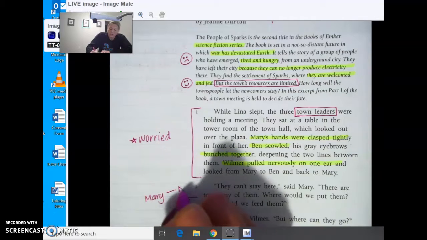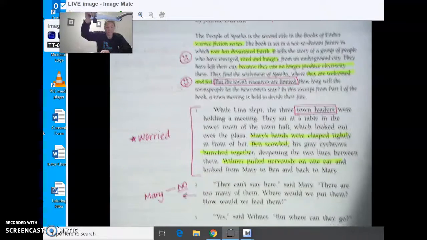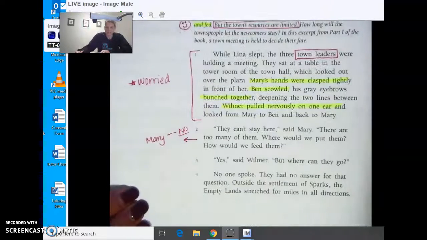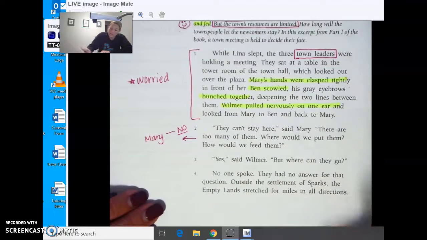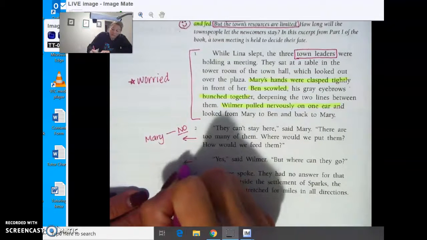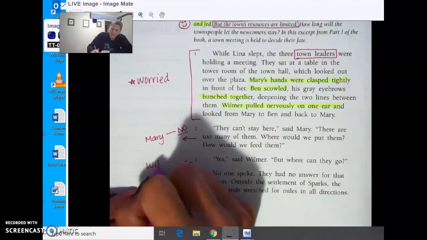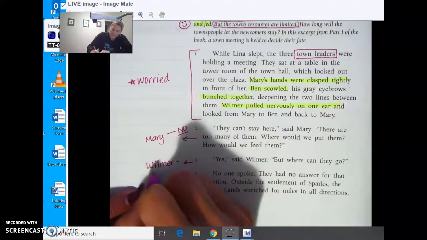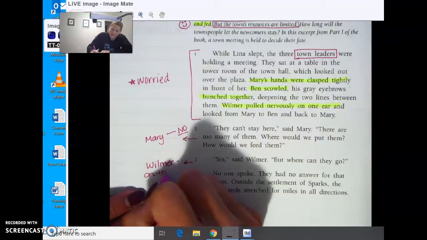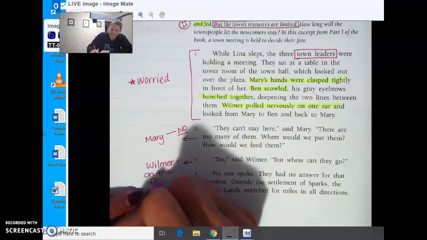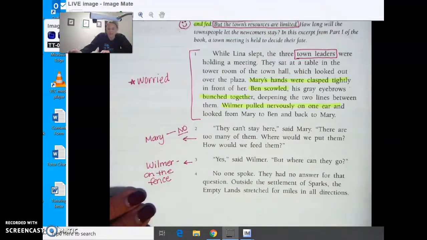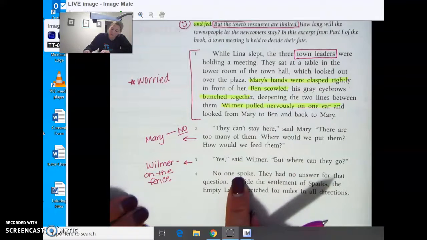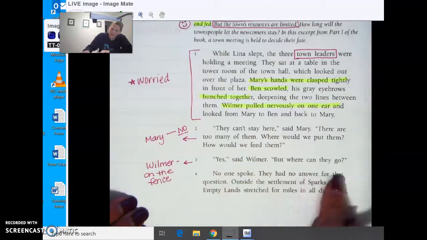Mary says, "No way, Jose." "Yes," said Wilmer, "but where can they go?" Wilmer sounds concerned, right? So it's not that he doesn't agree with Mary. And we're going to say he's a little bit on the fence. He agrees with Mary, but he doesn't want to just kick them out to die, right? No one spoke. They had no answer for that question.